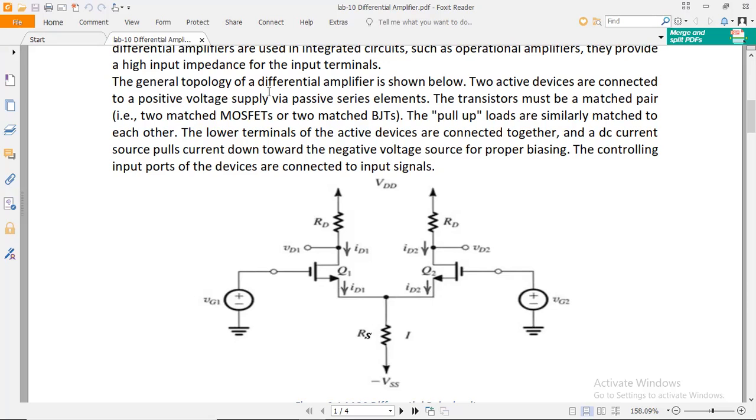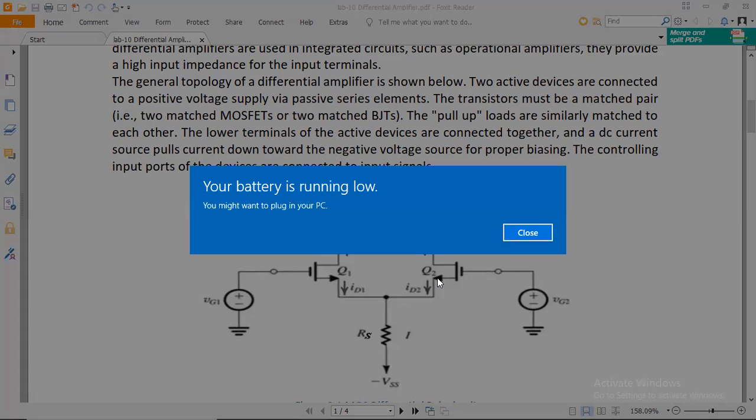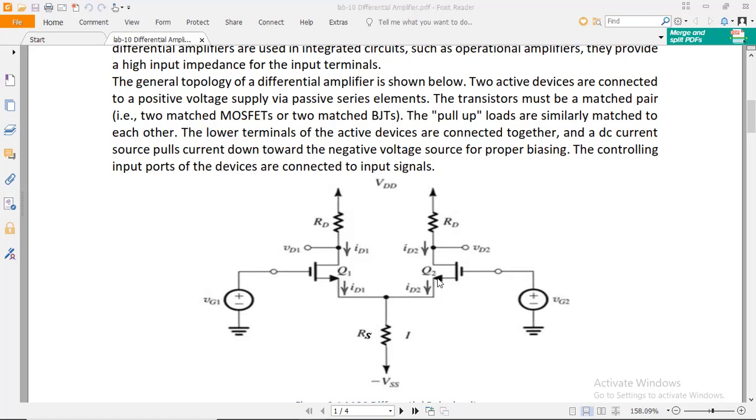The general topology of the differential amplifier is shown below. Two active devices are connected to a positive voltage supply via passive series elements. The two active sources are connected with the MOSFETs: VG1 with Q1 and VG2 with Q2. The input active source VG1 goes to Q1 and VG2 supplies Q2.